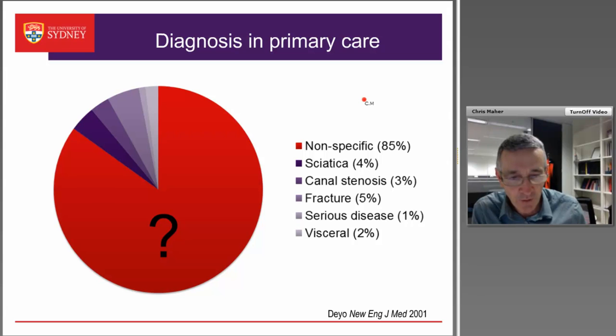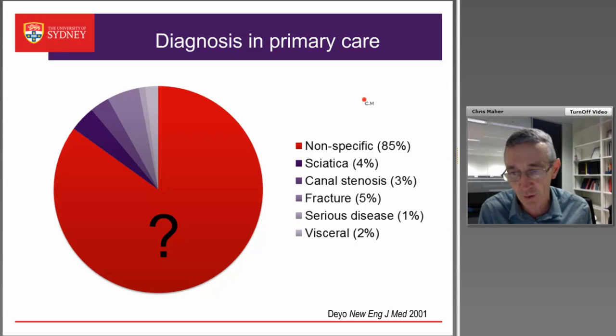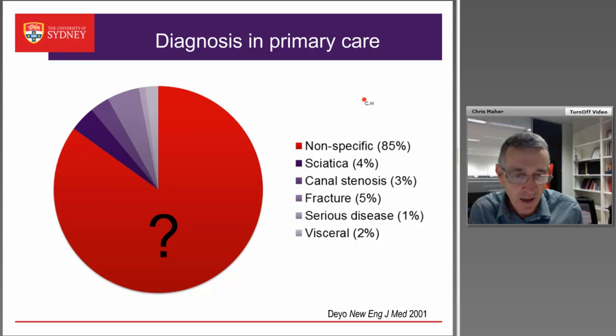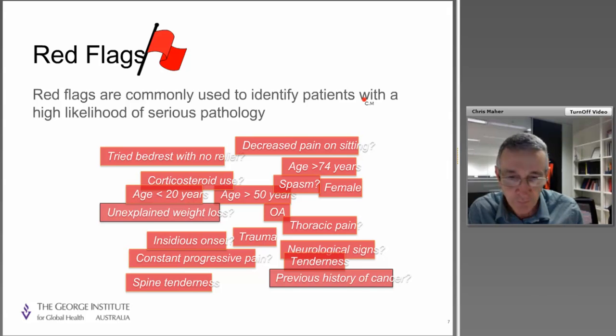So if we're going to put that on a pie chart, the majority of people will fit into this category which has got the question mark. People turning up in primary care with low back pain usually have the diagnosis non-specific low back pain, which simply means we can't specify the anatomical structure and the pathology that's responsible for their back pain. And in terms of the other categories we would put people in, there's sciatica, canal stenosis, fracture, serious disease, and visceral pathology. So that's the breakup that was suggested by Rick Dio probably almost 2 decades ago.